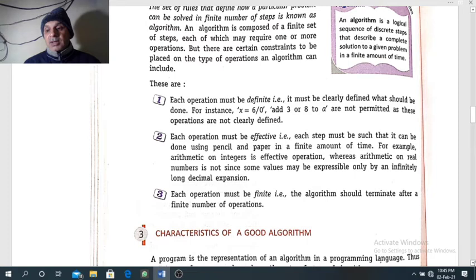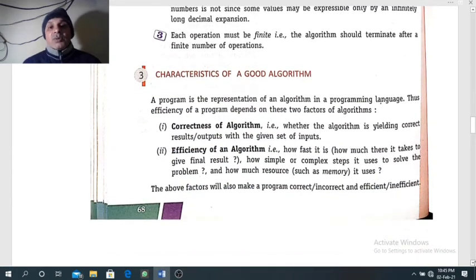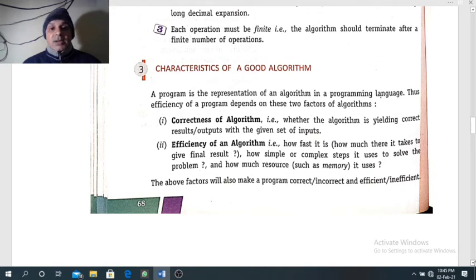Now we are going to study the characteristics of a good algorithm. If you want to become a good programmer, you should develop a good algorithm, and to develop a good algorithm, you should follow these things. A program is the representation of an algorithm in a programming language. You would have studied some programming languages like QBasic or Logo in your previous classes. And a program is a set of instructions given to the computer to solve a problem. That is the basic thing.